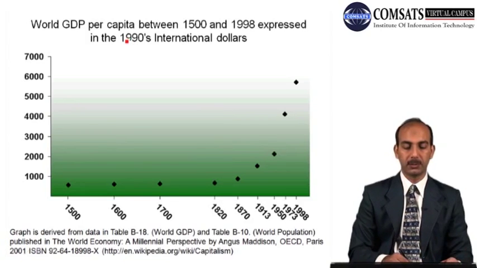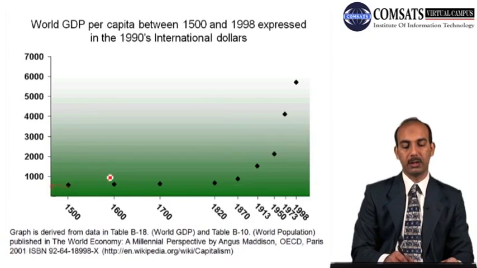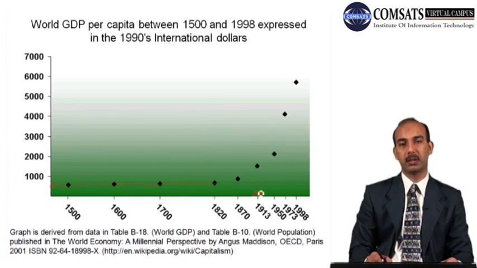So you can see here, in 1500, the per capita income was around $500 per annum, and then it continued the same until 1700, and then up to almost 1820, and then the industrialization started. After the industrialization started, there is an exponential growth in the per capita income.